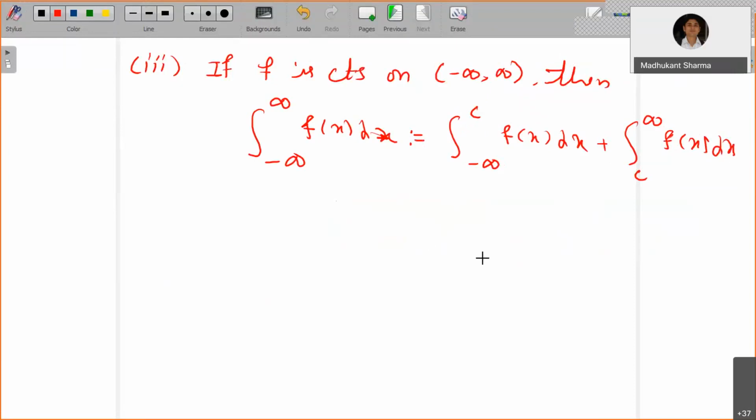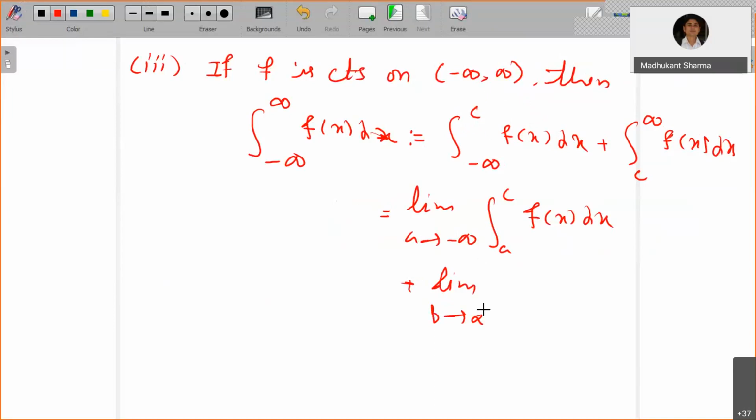So that's going to be the limit as a tends to minus infinity of the integral from a to c of f of x dx, plus the limit as b tends to infinity of the integral from c to b of f of x. This integral will converge if and only if both of these converge. If one of them diverges, then the total diverges. This is the case when one of the limits is infinite.